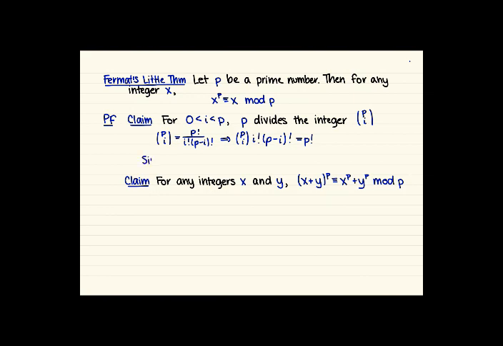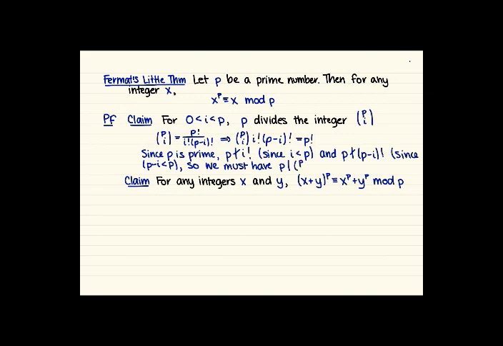Then, since p is prime, p doesn't divide i factorial, since i is less than p, and p does not divide p minus i factorial, since p minus i is less than p. So we must have p divides p choose i.